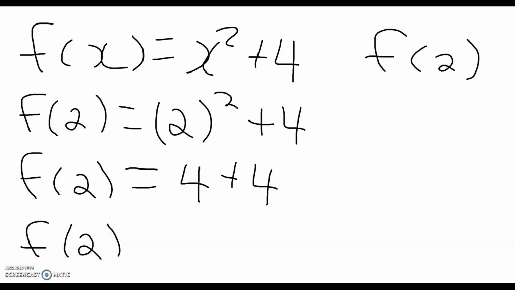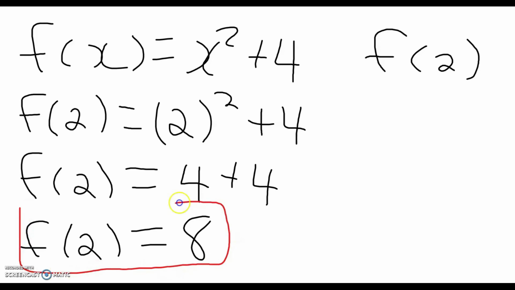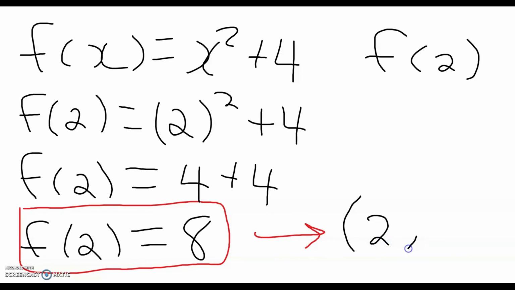However, what's interesting here isn't that we get the same result, it's that in our solution we know what the input and the output values are. We can see f of 2, 2 being our independent variable, equals 8, which is our dependent variable, thus telling us the coordinates of this particular point on the parabola is 2, 8. And that's what makes function notation so useful.